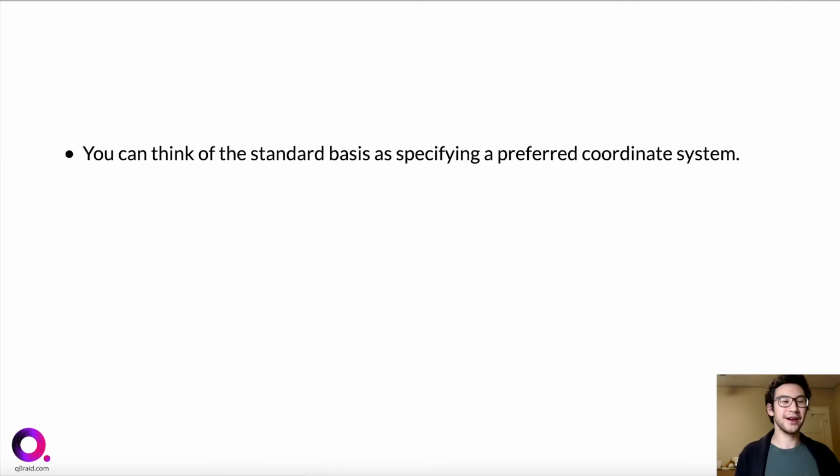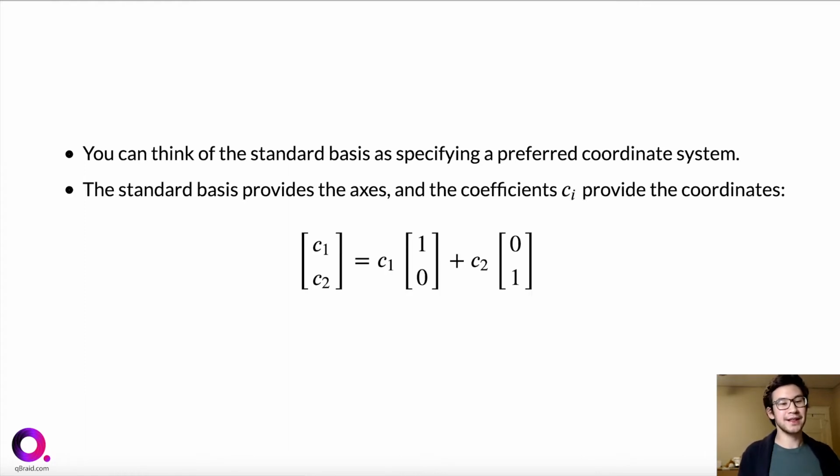Now, one way to think about the fact that the standard basis generates any other vector is that the standard basis specifies a preferred coordinate system. So if you think of a vector as a geometrical object, then the standard basis provides the axis of the coordinate system, and the coefficients c_i, so the entries of the vector, are precisely the coordinates of the vector in this coordinate system.